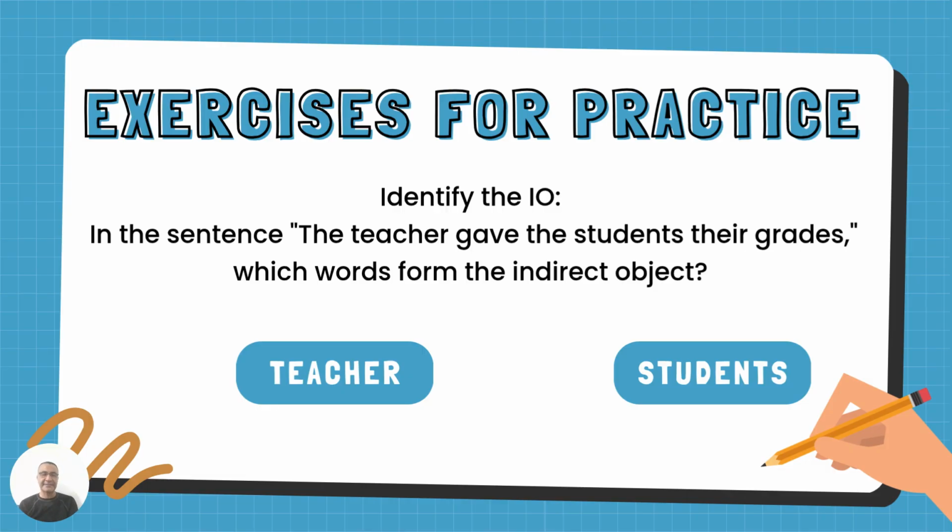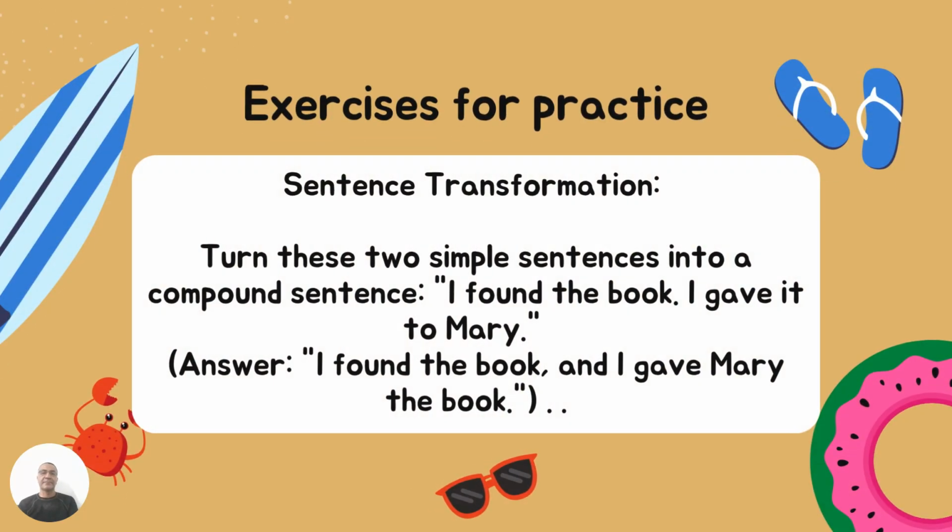One exercise to practice. Identify the indirect object in the sentence: the teacher gave the students their grades. Which word is the indirect object? Students. Other, sentence transformation. Turn these two simple sentences into a compound sentence: I found the book. I gave it to Mary. Answer: I found the book and I gave Mary the book.